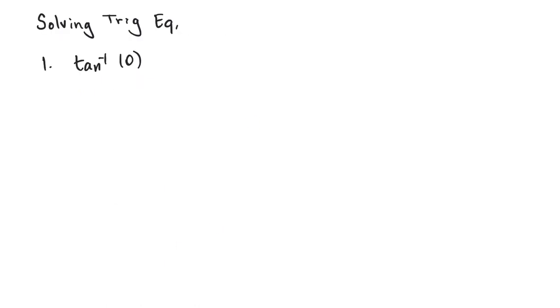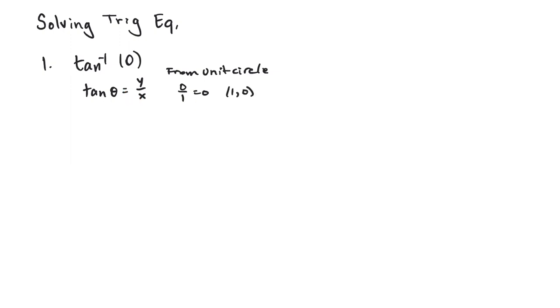For example, number one, we have tangent inverse of zero, right? It's asking the question, what angle can give me a tangent that's equal to zero? So tangent of some angle is equal to zero. Well, if we remember back from the unit circle, tangent is y over x, right? So how could I get zero with two values?